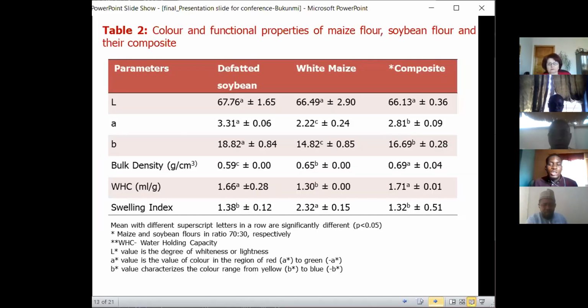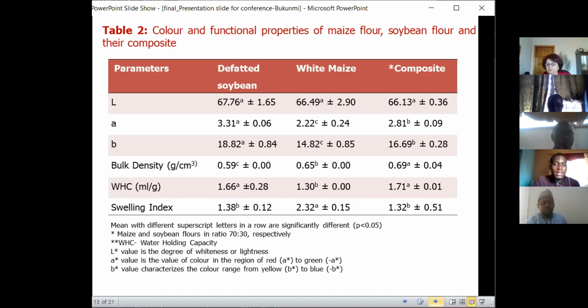So table 2 shows the color of flour before the production of Amayewu. We can see from here that using our colorimeter, the L value represents whiteness, the A value represents the color region of red to green, and the B value represents the color region of yellow to blue. You can see here that the L value is very high, which means that our flour sample is white. So we are looking forward to producing a product which is off-white, as I showed in the results. You can see that the product is off-white.